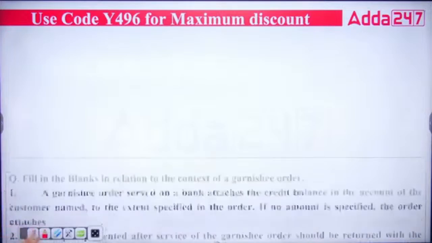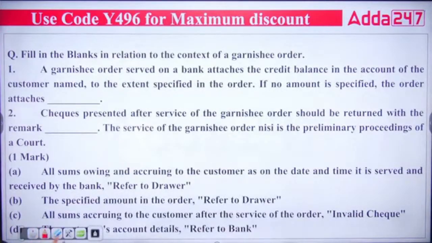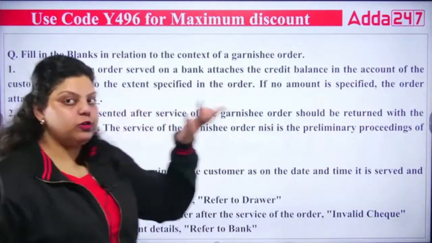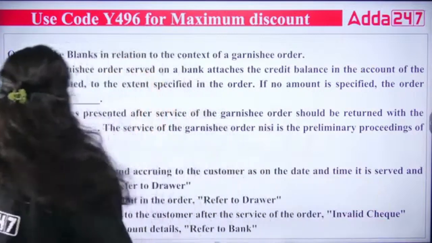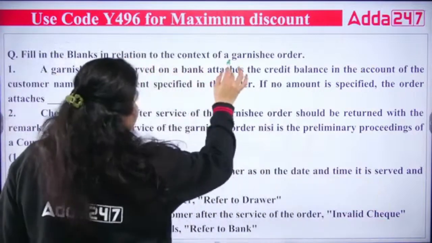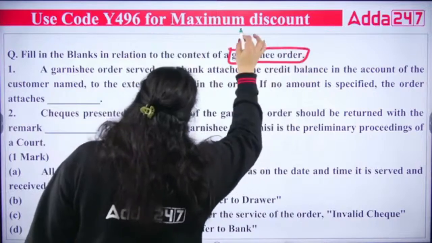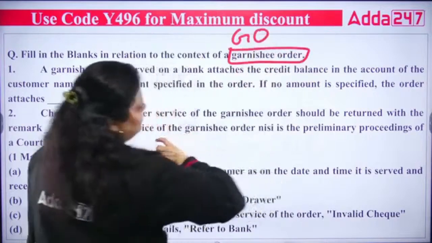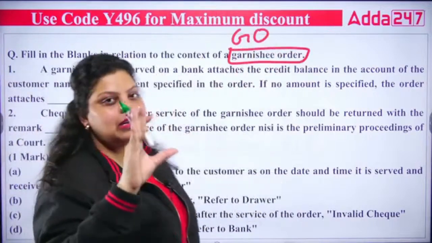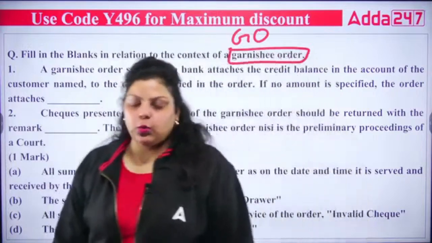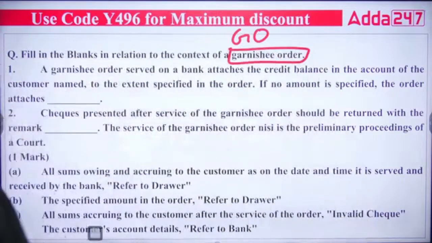Remember this. Now, if we talk about check, check is defined under section 6 of your Negotiable Instrument Act. Now, filling the blanks in relation to the context of garnish order. Very important topic, garnish order. That's part of the banker customer special relationship unit. So, very important: garnish order and attachment order.